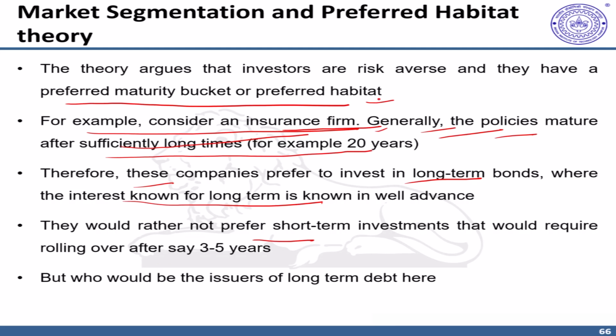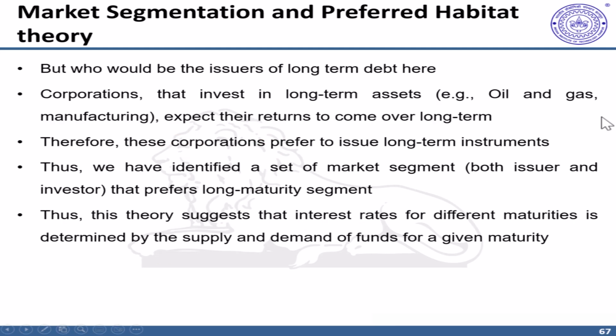But who would be the issuers or subscribers to these long-term debts? Companies like ONGC and similarly other plant manufacturing or oil and gas exploring industries, where the gestation periods of projects are very large and they would require long-term funding to maintain their projects, would be subscribers to these bonds. In this fashion, we have identified a set of market segments, both issuers and investors, to instruments like bonds in long, short, and medium-term maturity buckets.